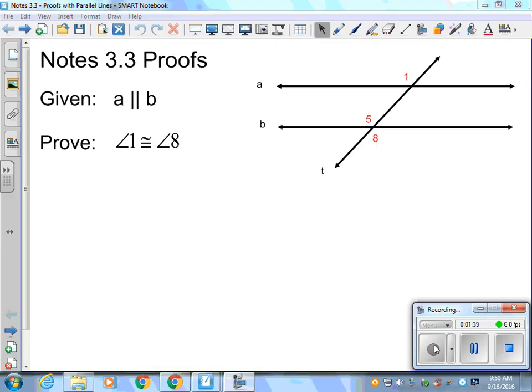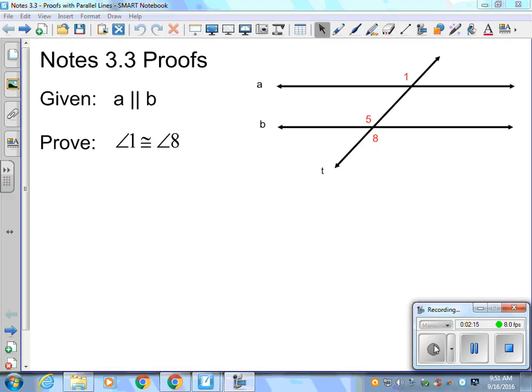Now, 1 and 8 technically already has a name, and we probably could just say that. But that's not what they want you to do here. We're actually trying to prove the rule that 1 and 8 are what they're supposed to be. What kind of angles are 1 and 8? Okay, they are obtuse, but I meant by location. Alternate exterior. So this proof that we're about to do is the actual proof of the theorem that says alternate exterior angles are congruent.